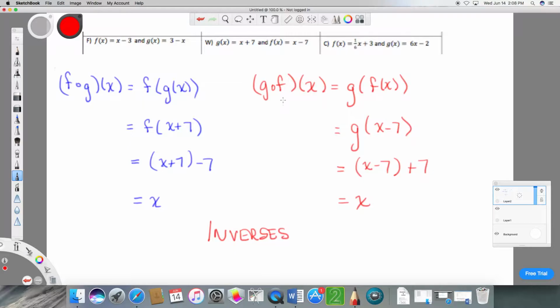And you could rename f and call it g inverse, or you could rename g and call it f inverse. Either way. Let's do this last one.